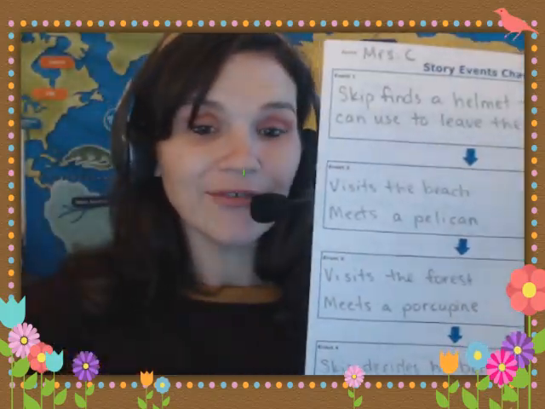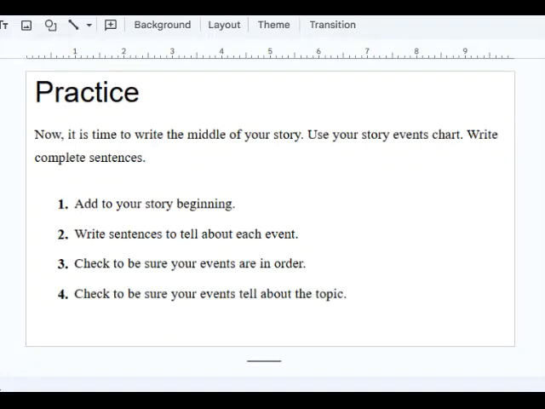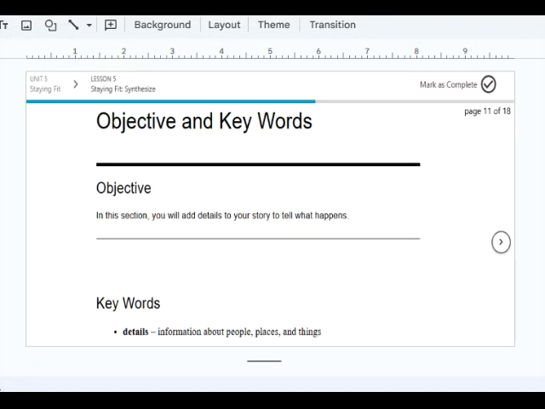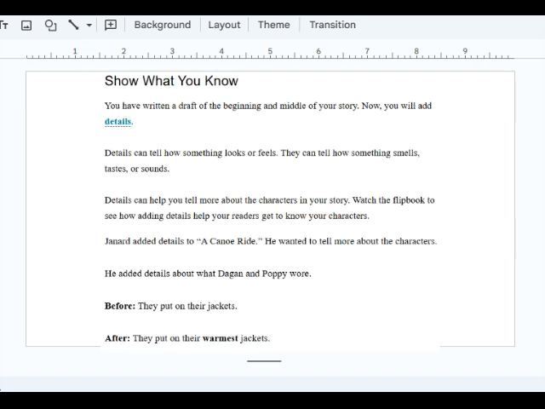So now we have the beginning and the middle of our stories written. Let's move on to Unit 5, Lesson 5. In this section, you will add details to your story to tell what happens. Details are information about people, places, and things. So in my example I just read, I had a lot of extra details that were not in my chart. That's exactly what we do when we write our first draft.